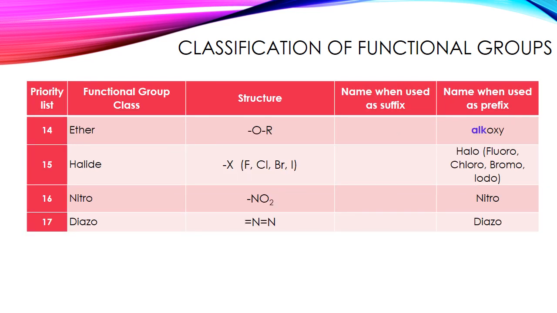Here, the 14th to 17th, ether, halide, nitro, and diazo compounds, use only prefix words, because when we include those functional groups in an organic compound, we do not consider it a special compound. We can consider them only as substituent groups. Therefore, they contain only a prefix.